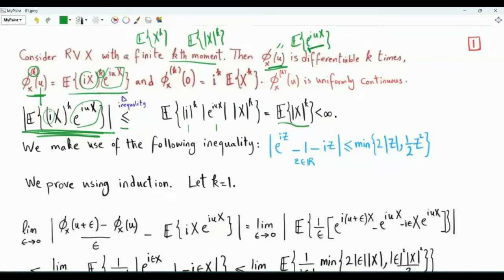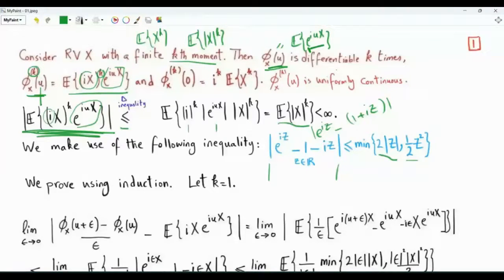If we have a real number z, then the magnitude of the difference between e to the minus z and 1 plus iz, the magnitude of this difference is upper bounded by the minimum of two terms. 2 times the magnitude of z, that's one term, and another term is half z squared.